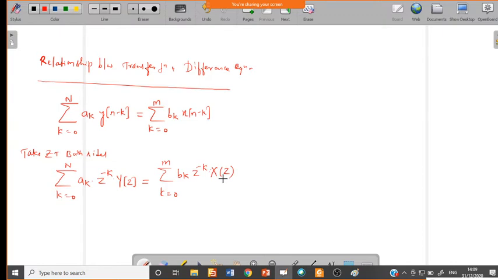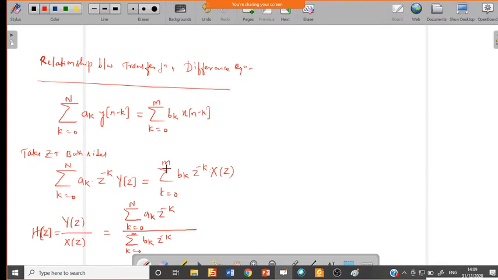Okay, so now we can take y of z by x of z. If we take the ratio, we will get the transfer function. So the ratio of y of z divided by x of z is represented as the transfer function h of z. Thus we can write it as summation k equal to 0 to n, ak into z power minus k, divided by summation k equal to 0 to m, bk into z power minus k.